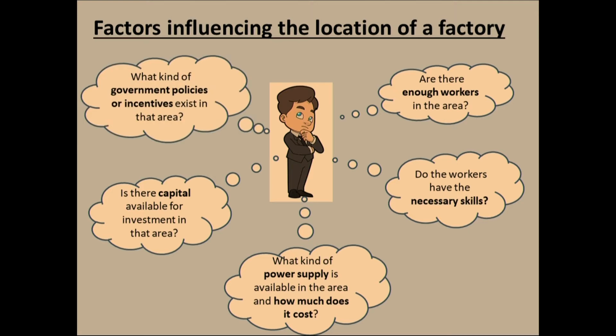So the last factor that we're going to look at are the kind of government policies or incentives that exist in the area. For example, when we talk about government policies, we are talking about what kind of energy supply the government allows you to use in that country, or what kind of products are legal that you can use. And when we're talking about incentives, does the government exempt you from certain taxes? So all this someone needs to consider when deciding where to build a factory.